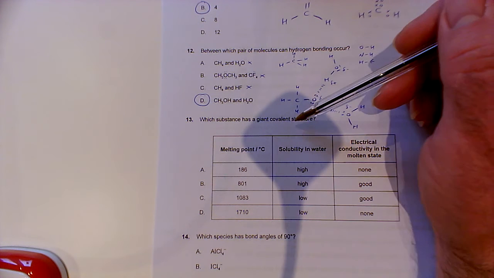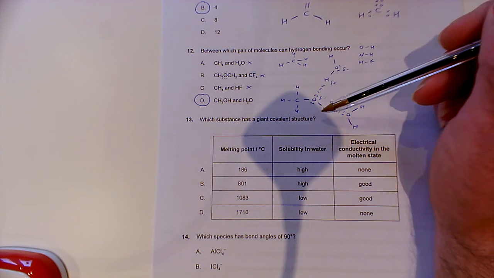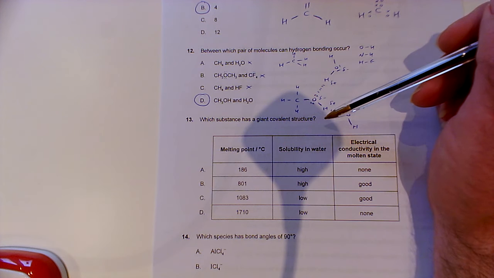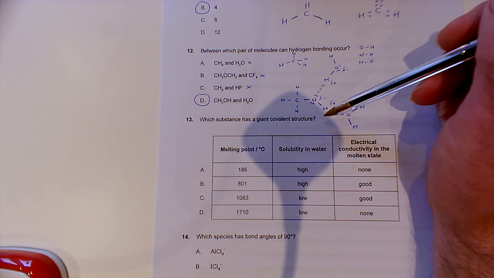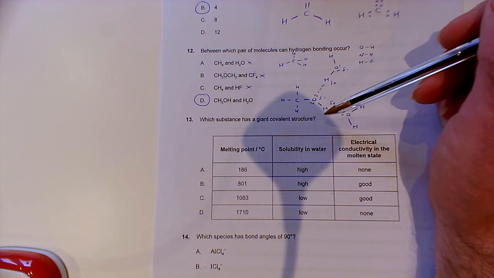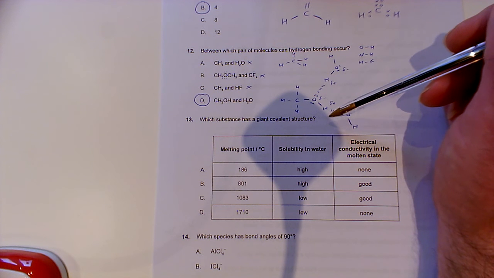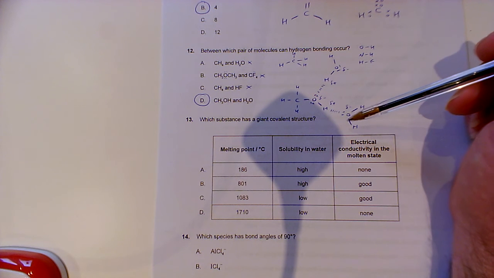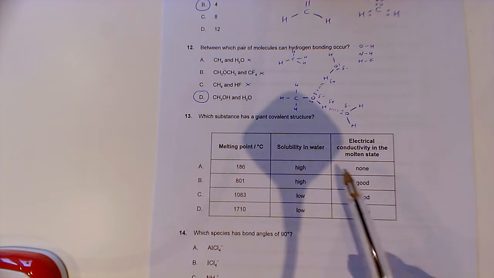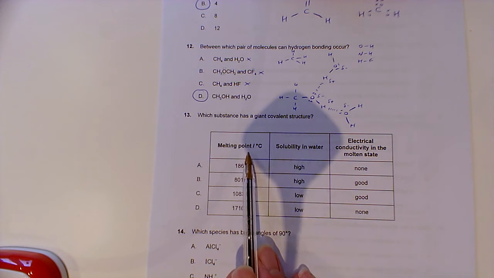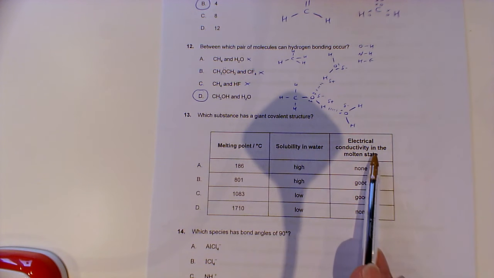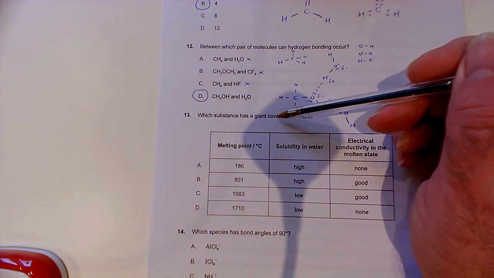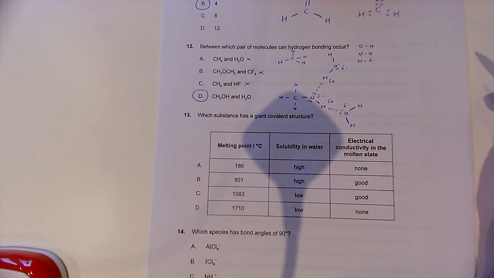Which substance has a giant covalent structure? So I'm always a little bit wary with these, because you think, well, if you've got graphite and diamond, the key difference between those 2 is that they both have high melting points, but diamond does not conduct electricity, whereas graphite does, because of the delocalized electrons. So looking through these possibilities, you've got melting point, solubility, and electrical conductivity. Well, I know I'm looking for a high melting point because it's a giant covalent lattice.